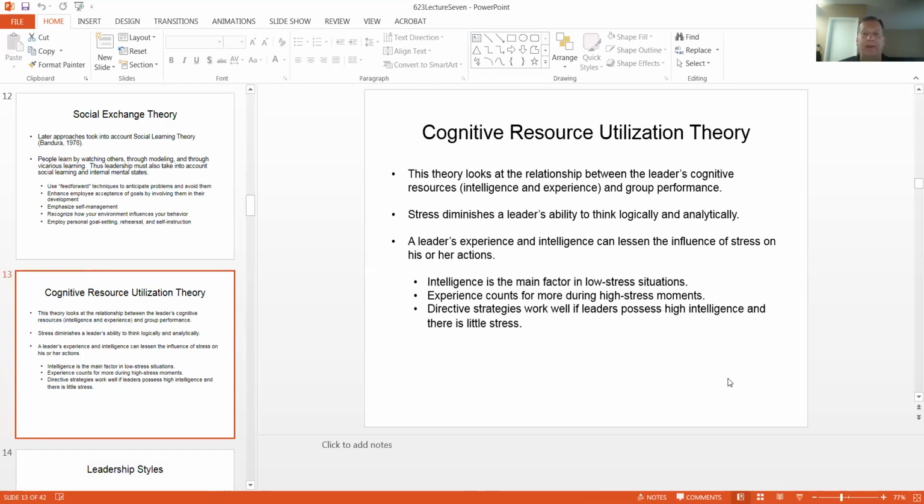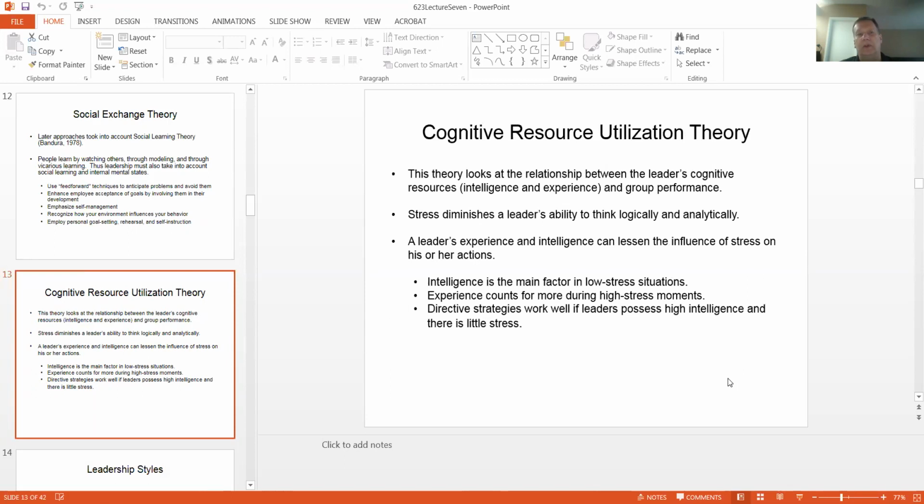But the more experience and intelligence that a leader has, the more cognitive resources possessed by a leader, the more of those cognitive resources a leader has, the more those resources can be used to reduce stress and to kind of give a little bit of breathing room in terms of making decisions. Intelligence and experience do not always operate in conjunction with each other. Intelligence is primarily useful in low stress situations, whereas experience is primarily useful in high stress situations, which when you think about it makes a great deal of sense.